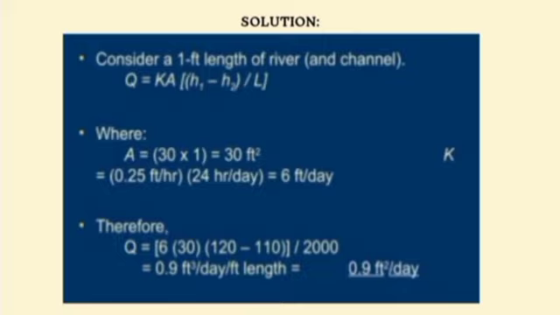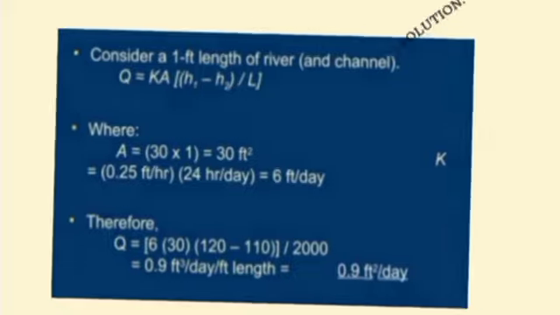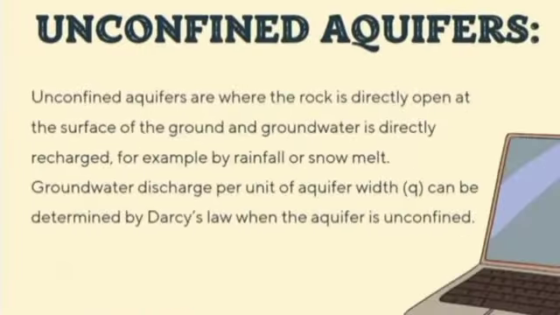The second type of aquifers is the unconfined aquifers. Unconfined aquifers are where the rock is directly open at the surface of the ground and groundwater is directly recharged, for example by rainfall or snowmelt. Groundwater discharge per unit of aquifer width can be determined by Darcy's law when the aquifer is unconfined.